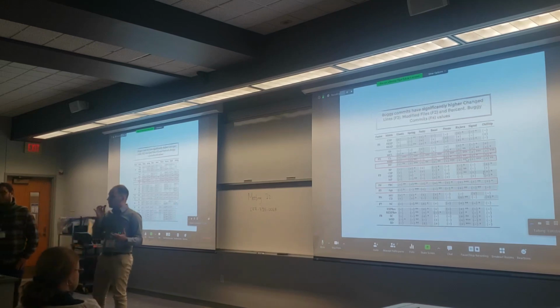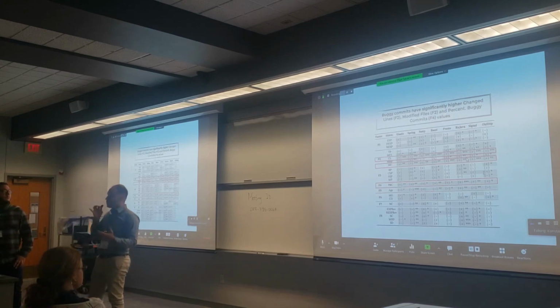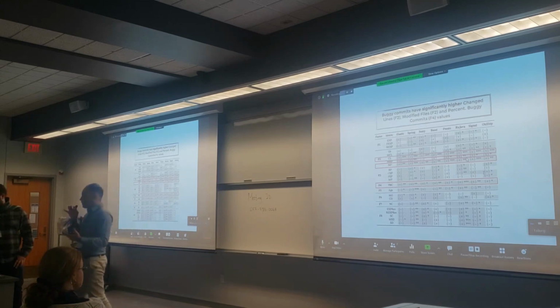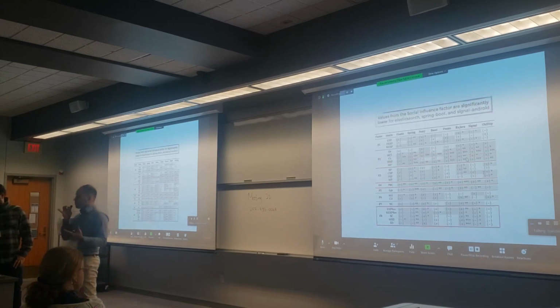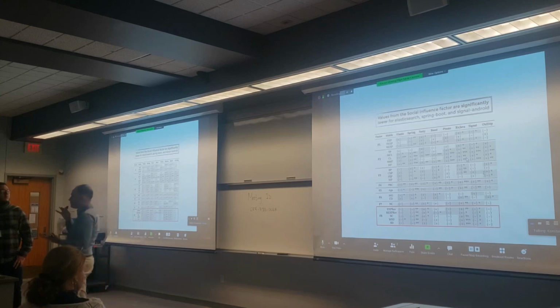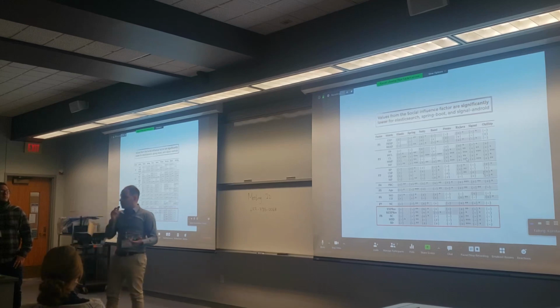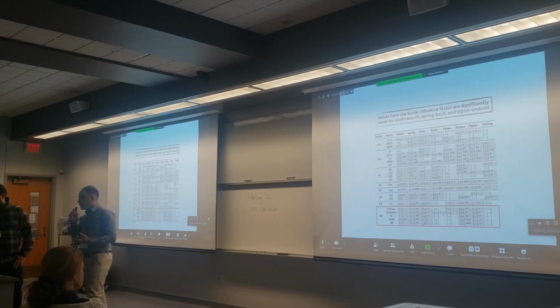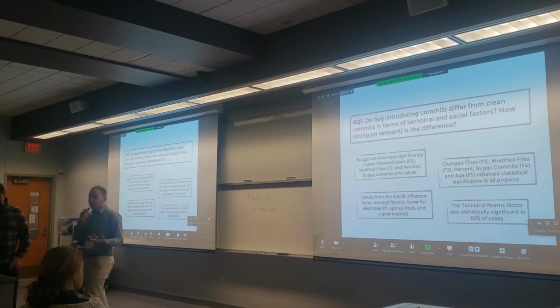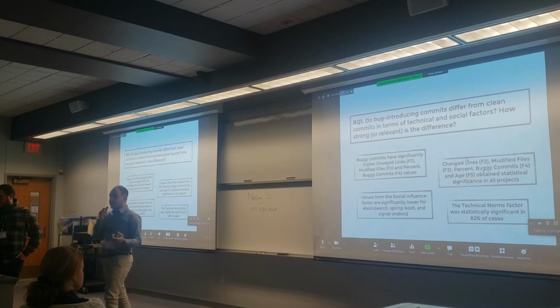Moreover, the buggy commits have statistically significant higher changed lines, modified files, and percentage of buggy commits values. We also see that values from the social influence factor are significantly lower for just 3 projects: Elasticsearch, Spring Boot, and Signal Android. So we can conclude that both the technical and social factors are able to discriminate between buggy and clean commits. However, the technical factors were more determining than the social ones.